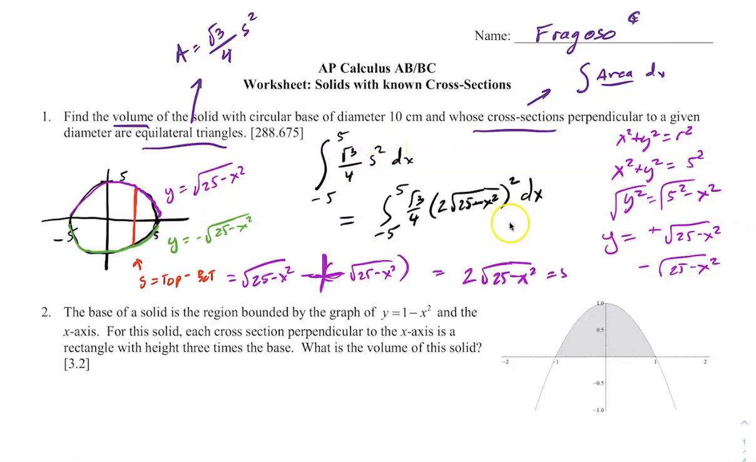Now, like I always like to say, don't be a hero. Just plug. I can't do that by hand. I could. It would be ugly. Sub this into your calculator. If you plug it in, you're going to get 288.675.